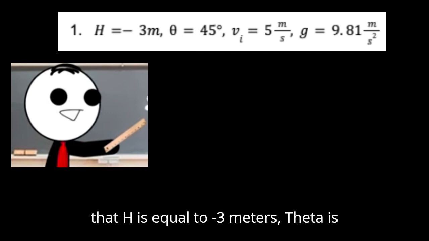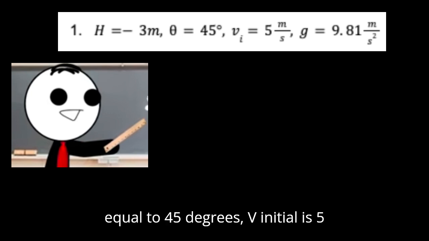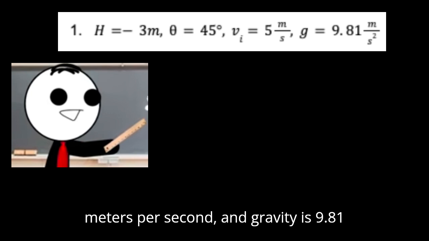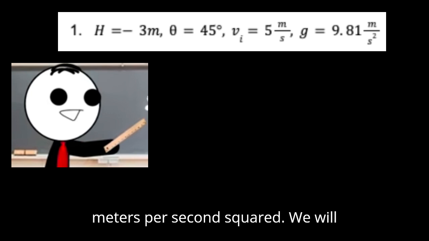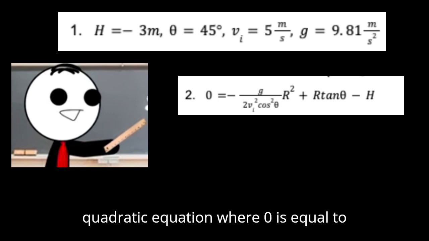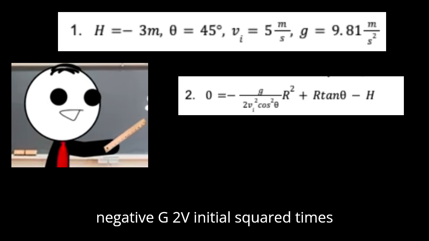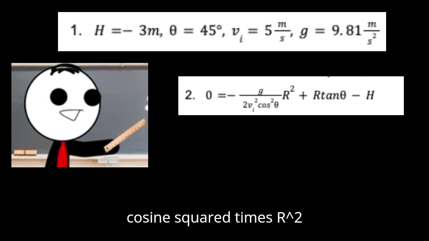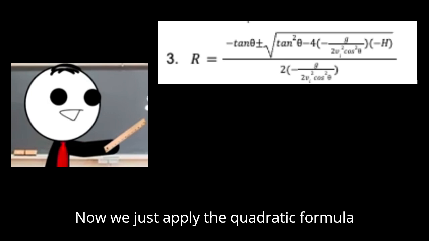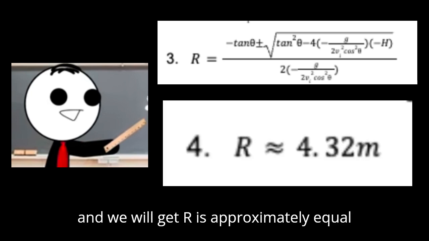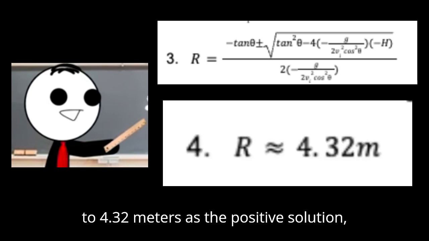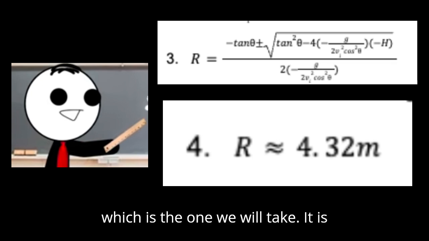Let's say that h is equal to negative 3 meters, theta is equal to 45 degrees, v initial is 5 meters per second, and gravity is 9.81 meters per second squared. We will rewrite the trajectory function into a quadratic equation where 0 is equal to negative g divided by 2 v initial squared times cosine squared times r squared plus r times tangent theta minus h. Now we just apply the quadratic formula and we will get r is approximately equal to 4.32 meters as the positive solution, which is the one we will take.